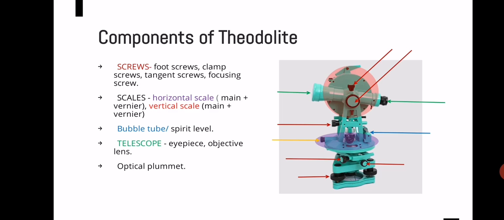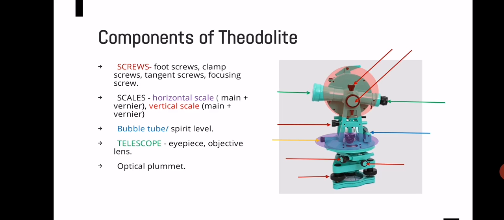Just above that, we have clamp screw, used to clamp, holding the movement of the theodolite, or to release and free the movement of the theodolite in its designated axes.